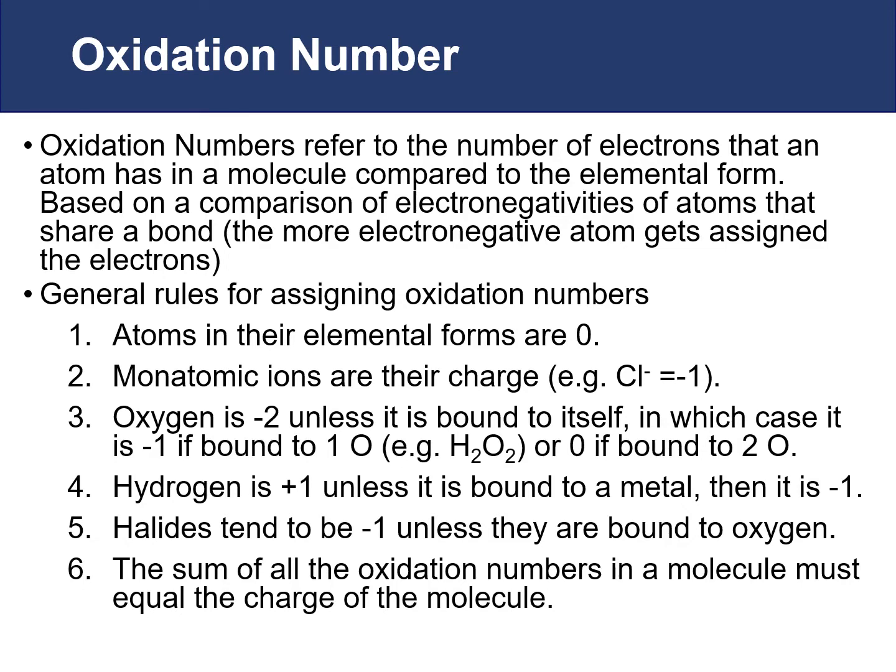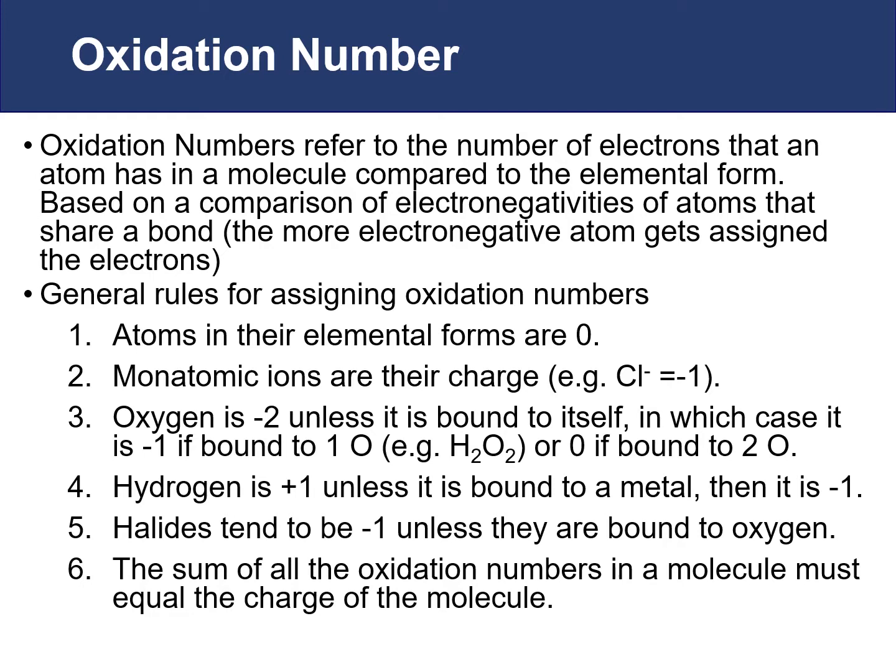Halides, like fluorine, chlorine, bromine, and iodine, are going to be -1 unless they are bound to oxygen, fluorine being the exception. Fluorine is the most electronegative, so it will always be -1 unless it's bound to itself. Chlorine, bromine, and iodine are less electronegative than oxygen. So if oxygen is bound to them, then oxygen gets assigned the electrons. In all other cases, if you have a halide that's bound to something that's not oxygen, the halide is generally going to be the most electronegative and will get assigned those charges.